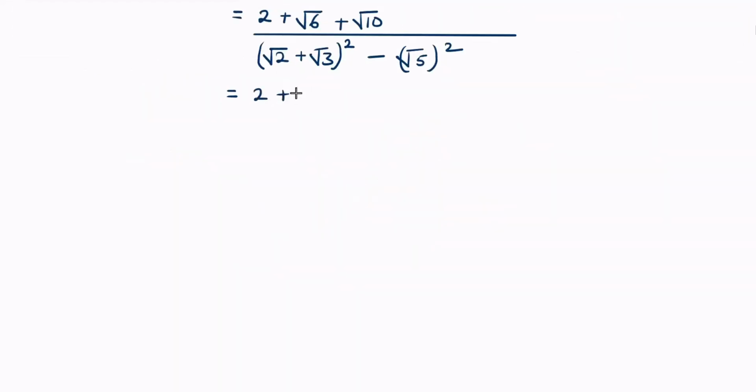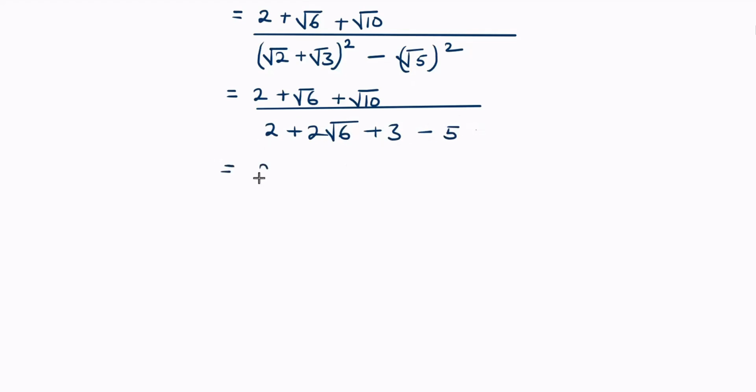This is equal to 2 plus the square root of 6 plus the square root of 10 divided by 2 plus 2 square root 6 plus 3, minus the square root of 5 squared, which is minus 5. This is equal to 2 plus the square root of 6 plus the square root of 10 divided by, in here, 2 plus 3 is 5, then minus 5 is 0, plus 2 root 6. So in here we need to rationalize it further.